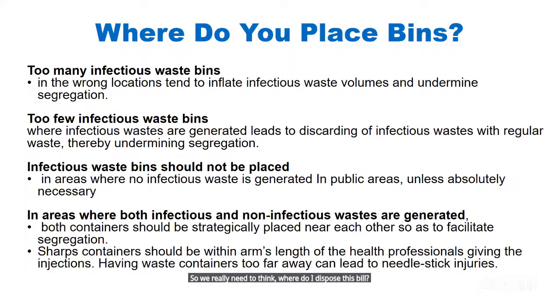In some facilities, you go to the corridor and then you find the red bin, yellow, black, plus the guideline placed there. So that's a misplacement. In areas where both infectious and non-infectious waste are generated, both containers should be strategically placed near each other so as to facilitate segregation. For example, in your HTS room, in your sample collection room, in your sample processing bench, we expect those bins to be at close range, plus a guide on it.